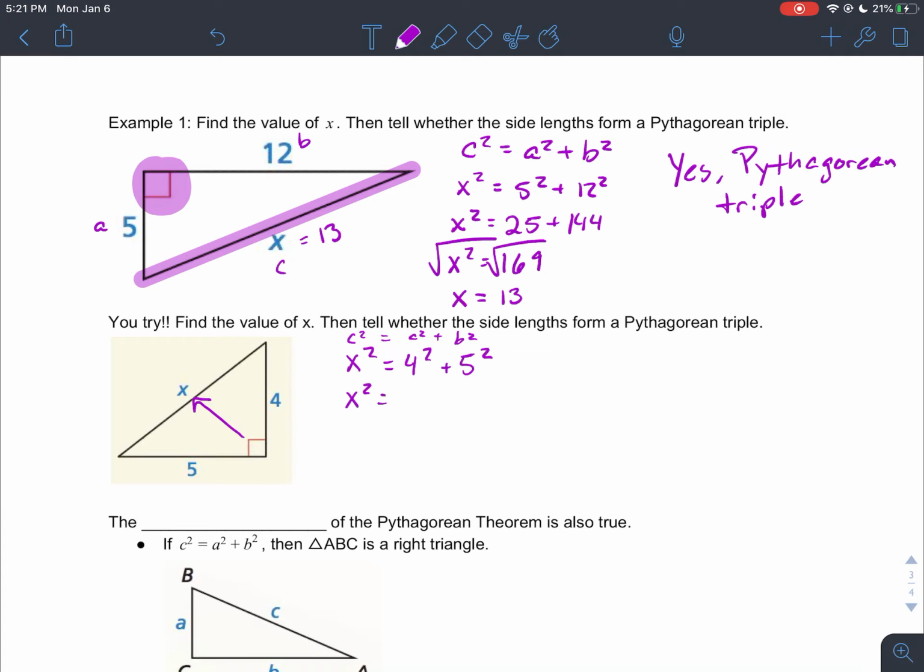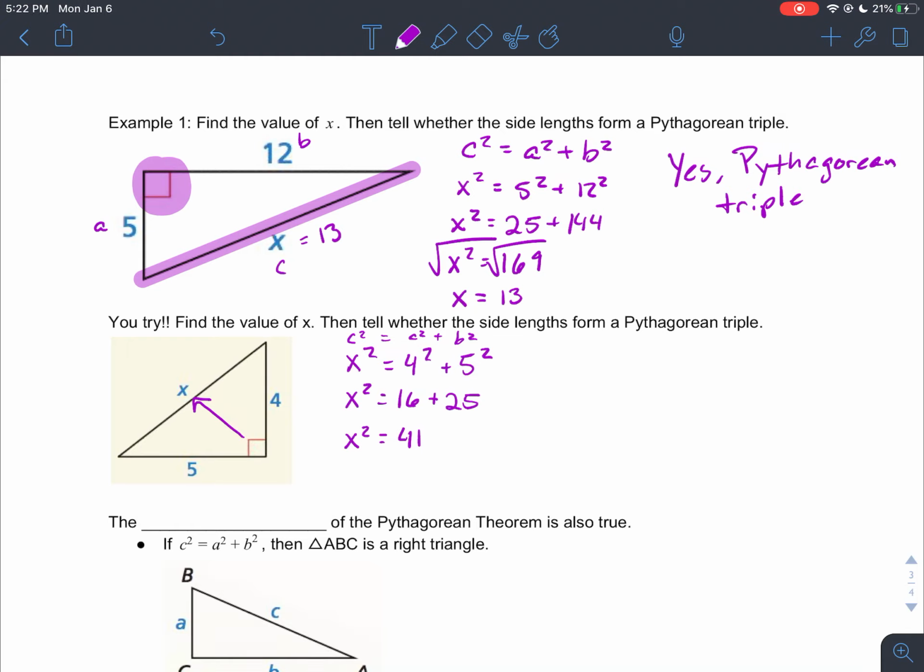All right, so 4 squared is 16. 5 squared is 25. 16 plus 25 is 31. I think, let me double check. Now my brain has just slowed. Oops, 41. Good thing I checked. Oh man. My brain is just running slow right now. Okay, so x squared equals 41.